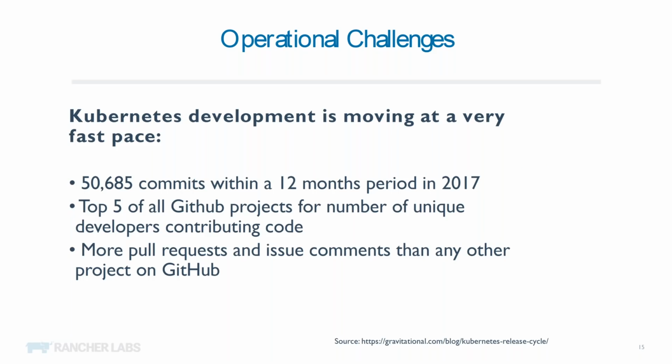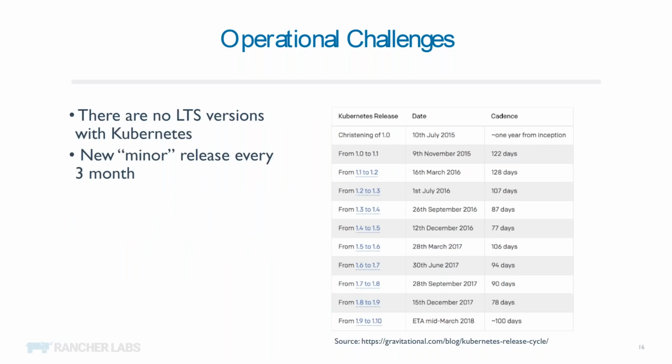Kubernetes development is also moving very rapidly. There are tens of thousands of commits over the last year. That's accelerating. The top 5 GitHub projects are all Kubernetes-based projects, and lots of pull requests and GitHub contributions.